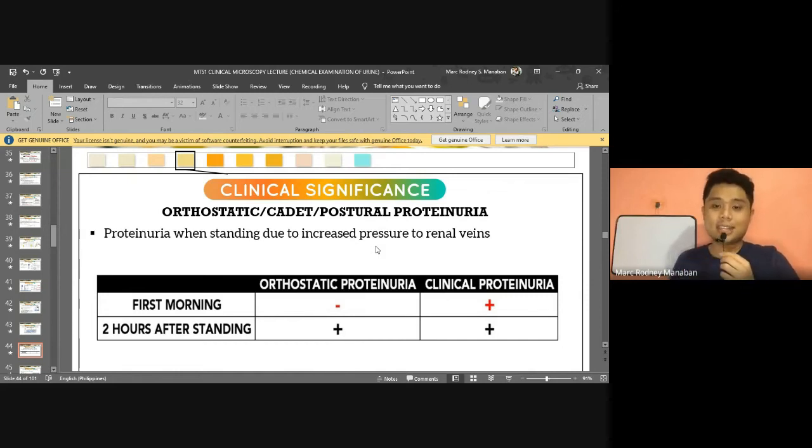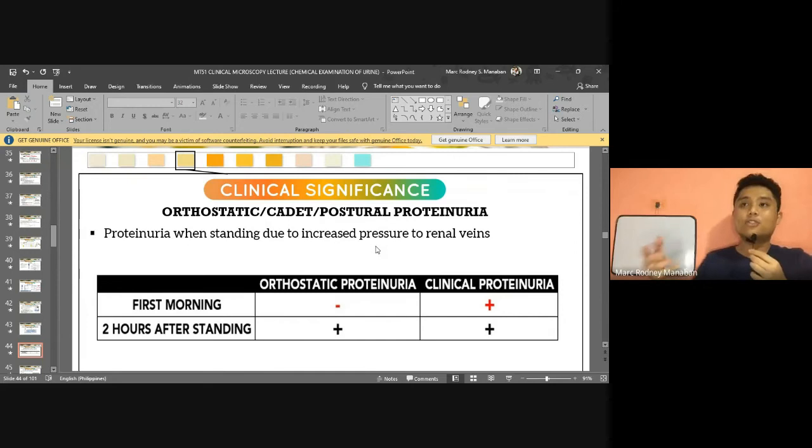So that's for your orthostatic, cadet, or postural proteinuria. And how do we differentiate? We use the first morning urine. For the first morning urine of orthostatic proteinuria, imagine, you were just lying down, right? You slept. So of course, there will be no protein found in your urine, negative. But after standing for 2 hours, here it becomes positive.